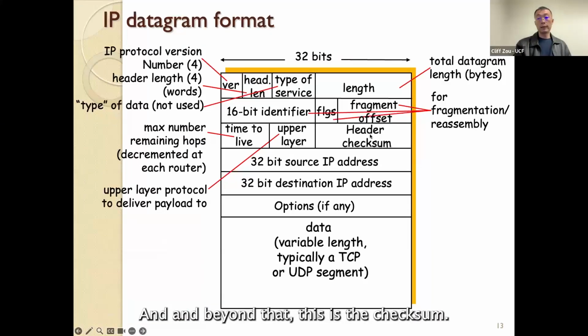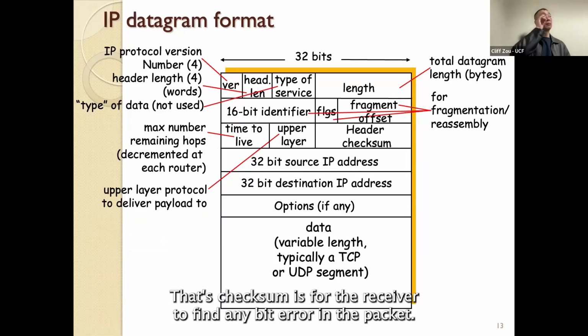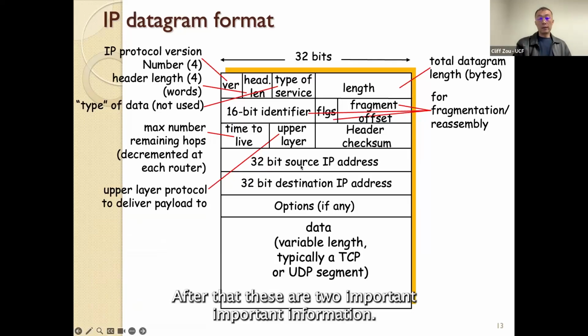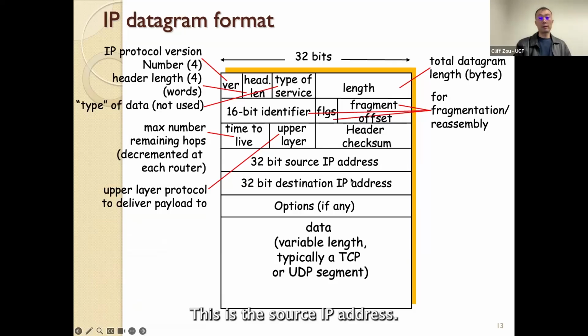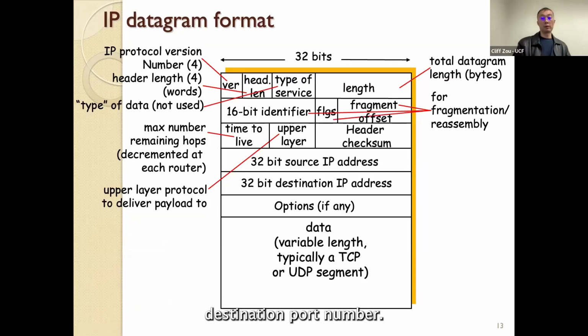And beyond that, this is a checksum. It's similar to the TCP and UDP packet header checksum, for the receiver to find any bit error in the packet. After that, there are two important pieces of information: the source IP address and the destination IP address. That is IP addressing. In the TCP header, there is a source port number and destination port number.